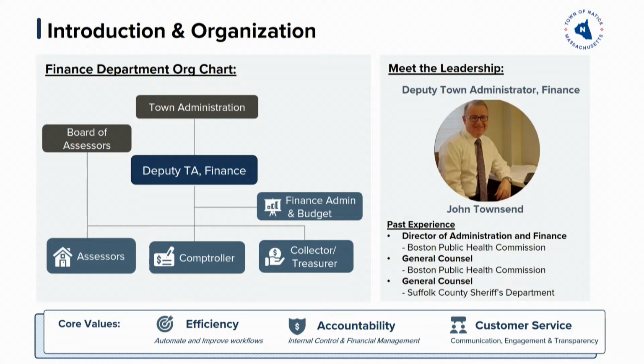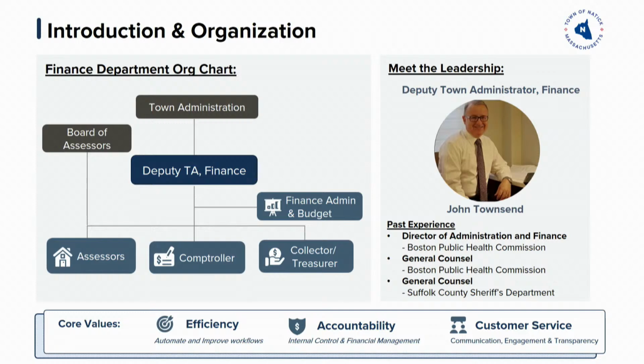First of all, I'd like to introduce myself once again, John Townsend, Deputy Town Administrator and Director of Finance. I've been in Natick for about 8 years now. On the right-hand side of the slide you're going to see a picture of me. That's what I looked like before I got to Natick. And now you can take the comparison of what happens to you after 8 years of working in Natick. The other thing I'd like to point out is that I am an attorney by training. So if you feel like you're part of a jury and I'm arguing things to you, that's probably the reason why.